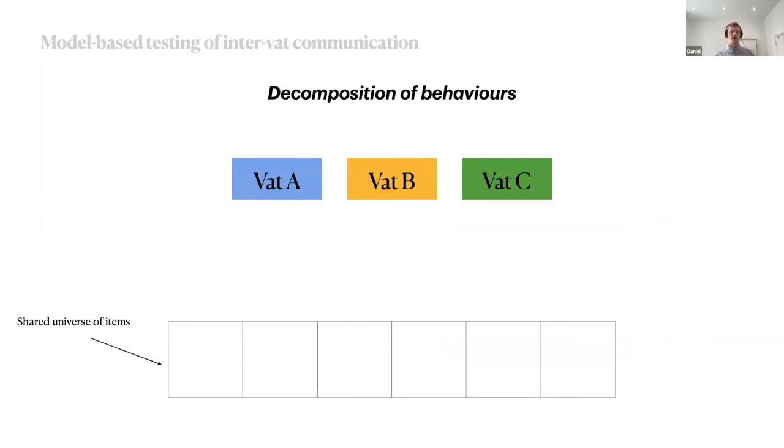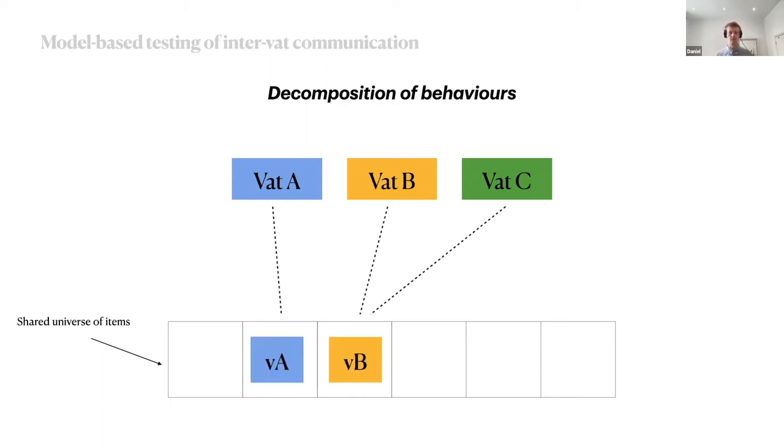Instead of modeling the memory of each VAT separately, we model a shared universe that the VATs can interact with. So just a shared array of items that can be sent between the VATs and have methods called on them and so on. And you can imagine the zero state as being the empty universe, so shown by this empty shared array. As the model execution progresses, VATs may non-deterministically add items to the universe or interact with existing items. So the VATs do not all have access to every item unless they're given access by a VAT with access, or they create the item themselves.